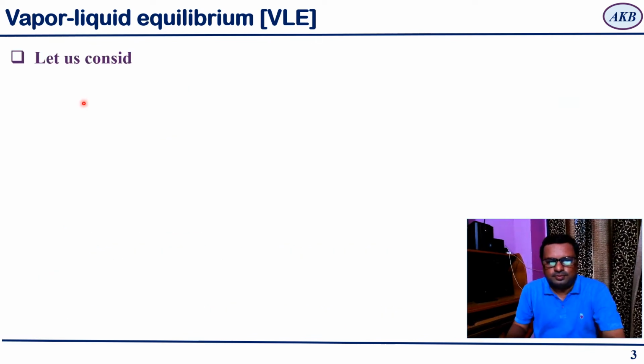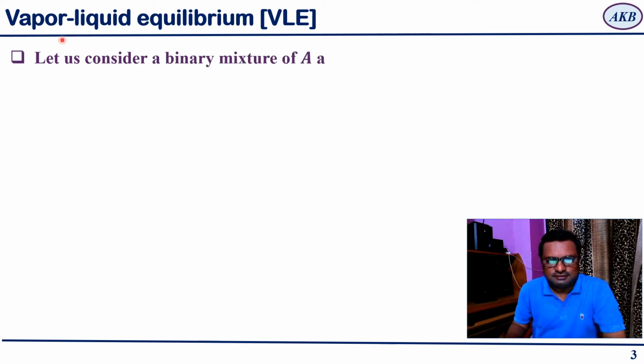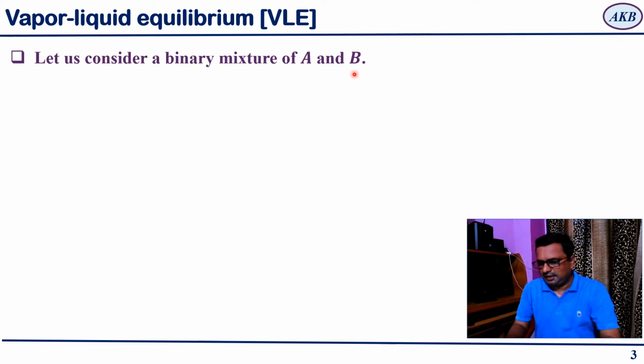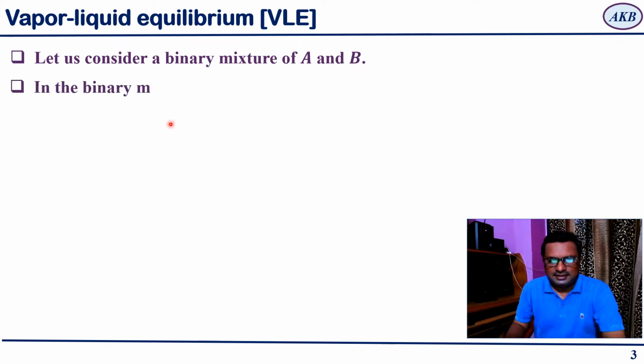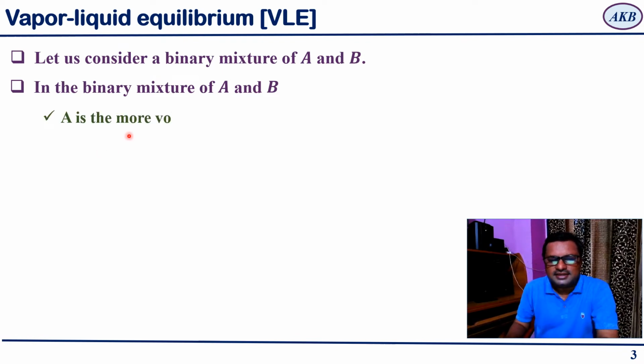Now, we will understand VLE for a binary mixture of two components. Which are these components? One is component A and the other is component B. Again, in this binary mixture, A is the more volatile component.